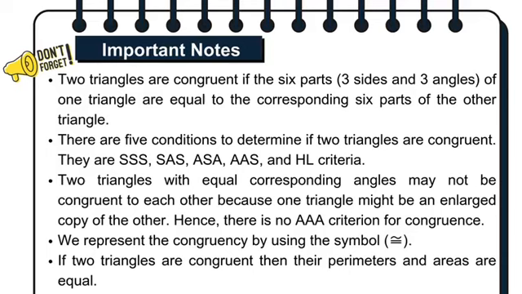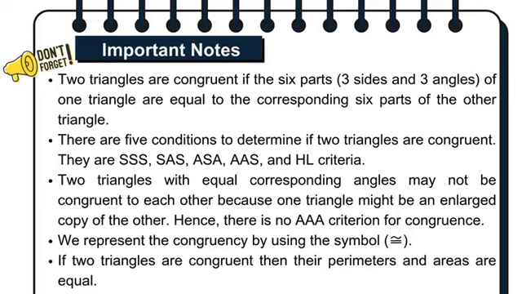There are 5 conditions to determine if two triangles are congruent. They are SSS, SAS, ASA, AAS, and HL criteria. Two triangles with equal corresponding angles may not be congruent to each other because one triangle might be an enlarged copy of the other. Hence, there is no AAA criterion for congruence.